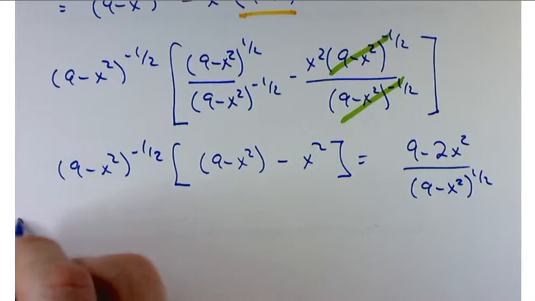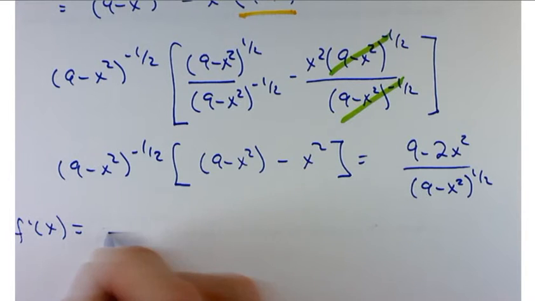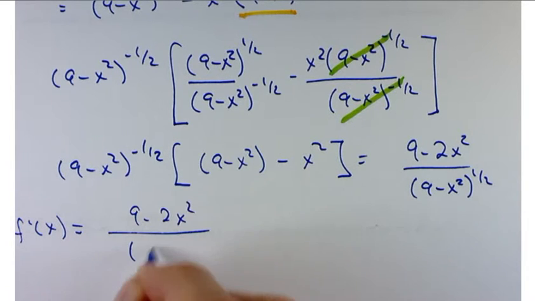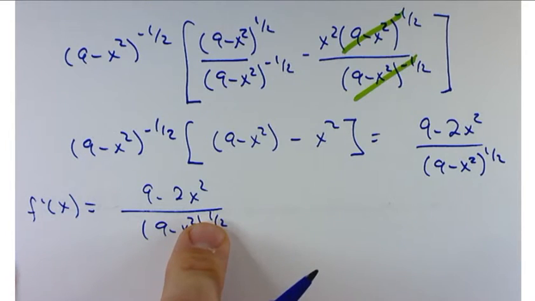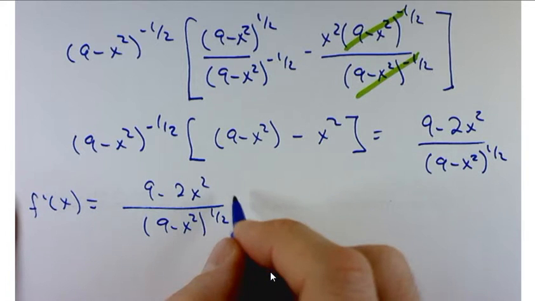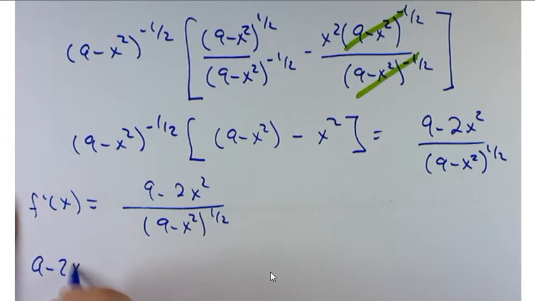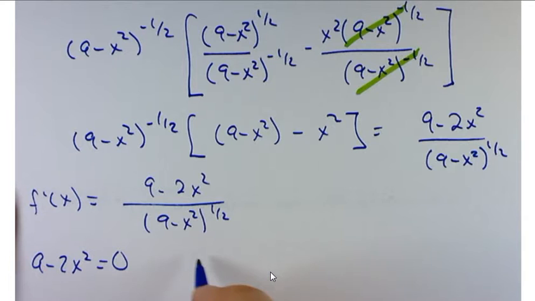I need to know where this can change signs. In general, where is this going to change signs? Aldine, where could it change signs in general terms? Yeah, where the numerator or denominator equals 0. Good. So where the numerator equals 0, so 9 minus 2x squared equals 0, or where the denominator equals 0, 9 minus x squared to the 1/2 equals 0. Now this is going to equal 0 at what 2 points? Can you just see them based on what's inside here?